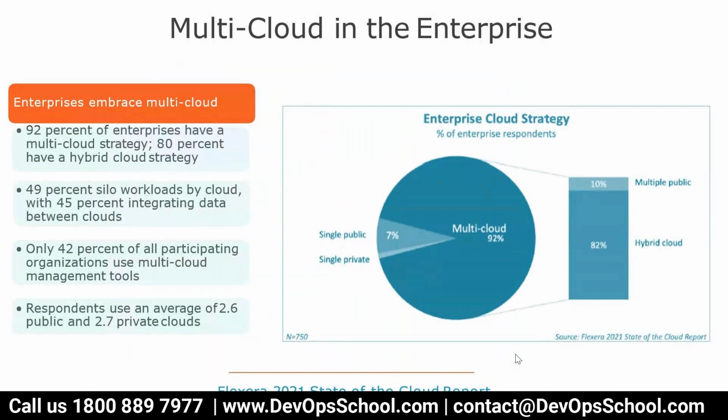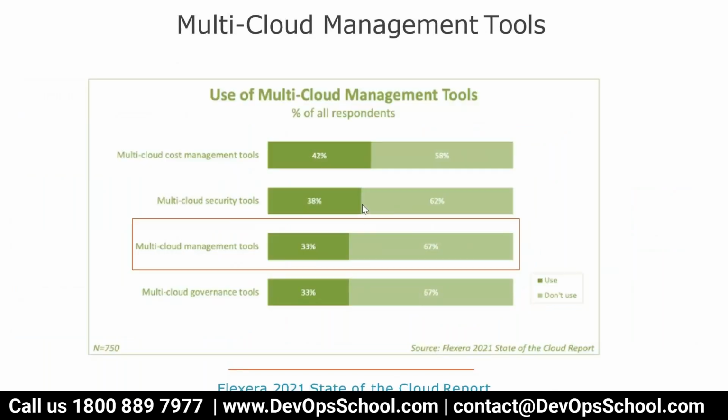Enterprises and organizations embrace multi-cloud. 92% of enterprises have a multi-cloud strategy, and 80% have a hybrid cloud strategy. 49% silo workloads by cloud, with 45% integrating data between the clouds. Only 42% of participating organizations use multi-cloud tools. Respondents use an average of 2.6 public and 2.7 private clouds. So you can see how enterprises are using multi-cloud, multi-cluster management functionality.